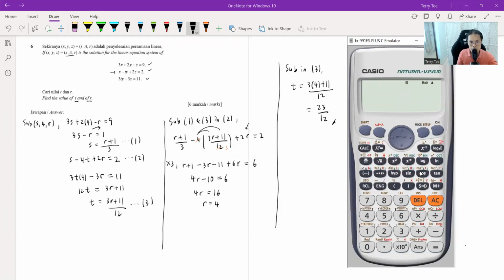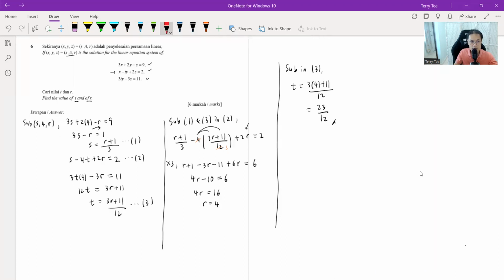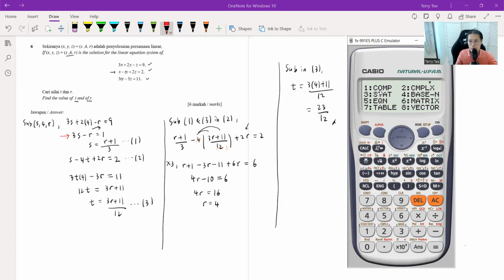So remember, your equation has STR. For your first equation over here, STR, we go to mode, go to number 5 for equation, go to number 2, A, B, C, D. So my A is now 3, my B is -1.